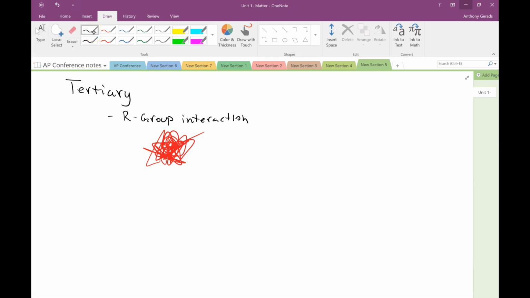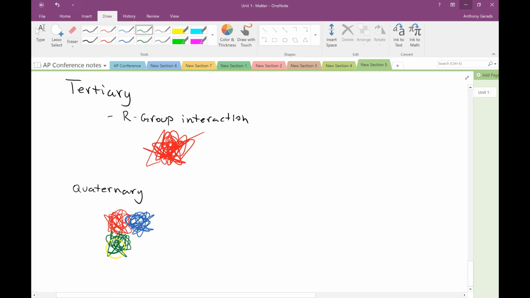There's one last structure. Anyone remember what it's called? Quaternary. Yes. And so for quaternary, it's going to be 2 or more tertiary structures linked together to form our polypeptide.